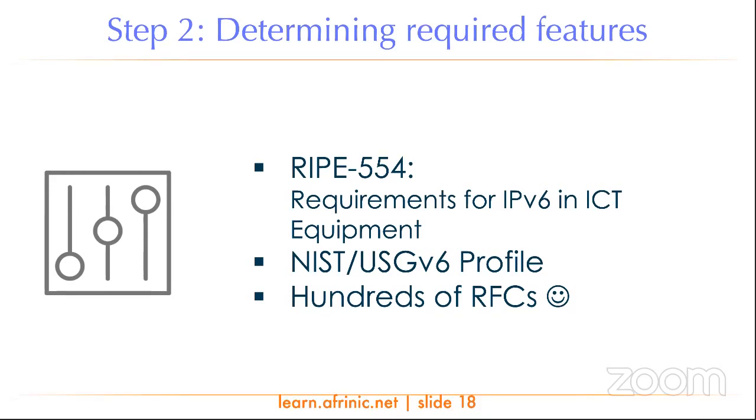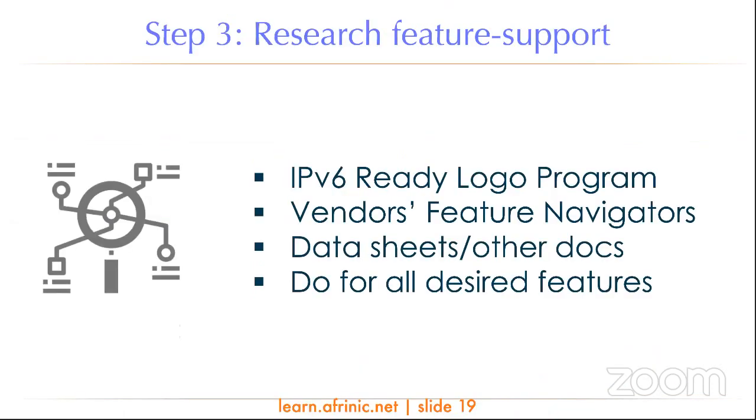So after determining the features, the next thing is to research feature support. You've identified the IPv6 features that are needed for that specific device. The third step is to determine whether the device supports the features required. I will say there are 3 main sources for this information.